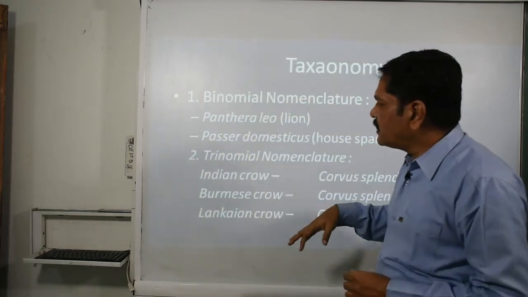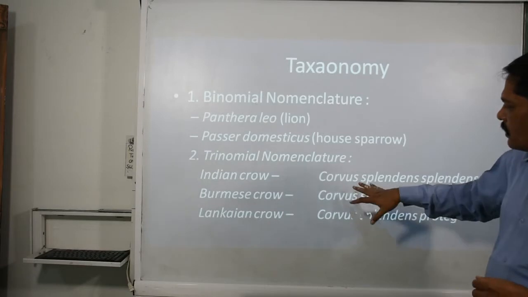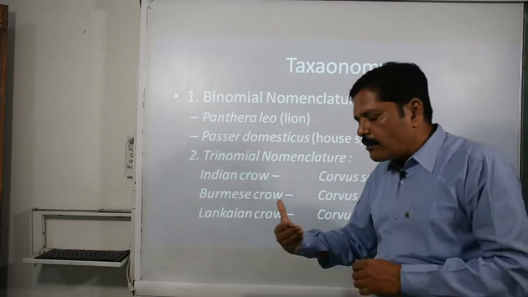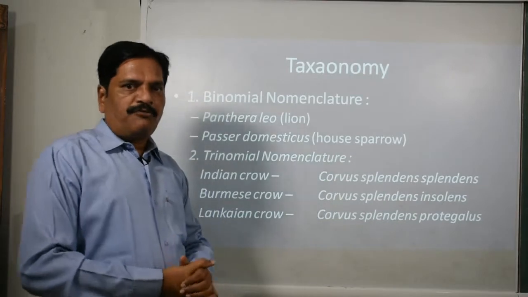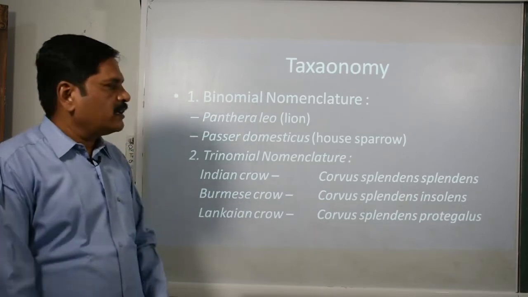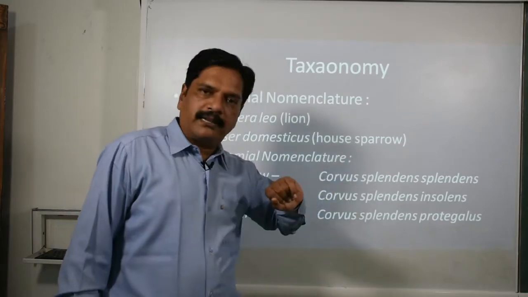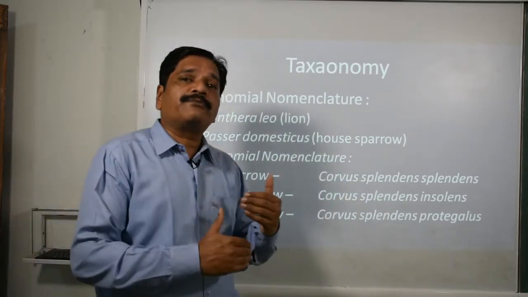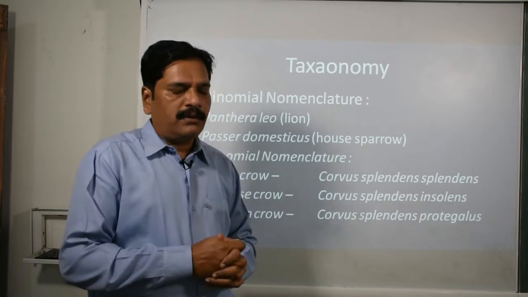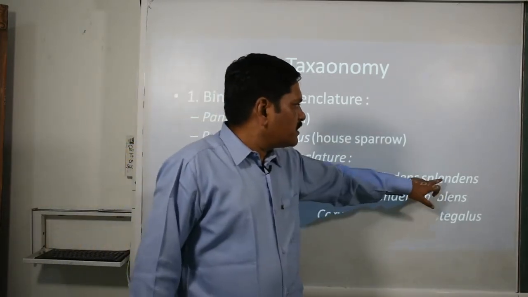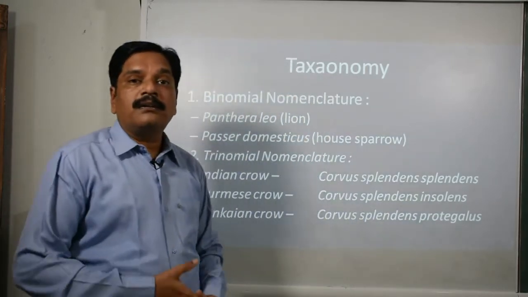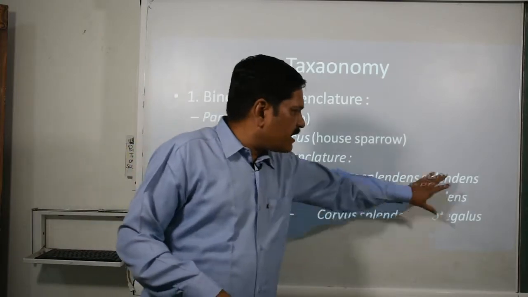So this trinomial nomenclature system consists of three words: the genus, second is species, and third is subspecies. With the help of the example of the crow, we can learn this. These three Asian ones are the Indian crow, Burmese crow, and the Lankan crow. The scientific name is basically Corvus splendens, but because of the development of some new characters, they become somewhat different from the main one, clear? So that's why we added this third word: splendens in the Indian crow, insolens in the Burmese crow, and protegatus in the Lankan crow. So this is the trinomial nomenclature system.